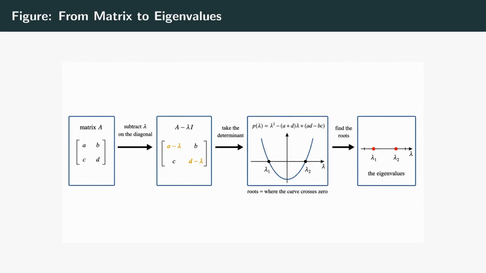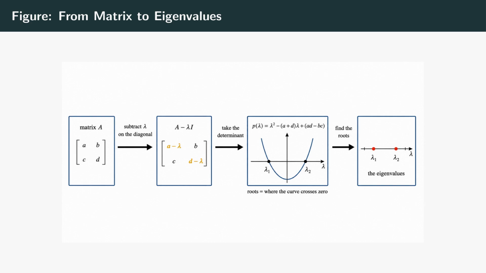Let's lay out the whole procedure as a pipeline. On the far left is your starting point, the matrix A. First arrow. Subtract lambda from each entry on the main diagonal. That produces the second box, the matrix A minus lambda I, with those diagonal terms highlighted in gold because they are the only ones that carry the unknown lambda. Second arrow, take the determinant of that matrix.